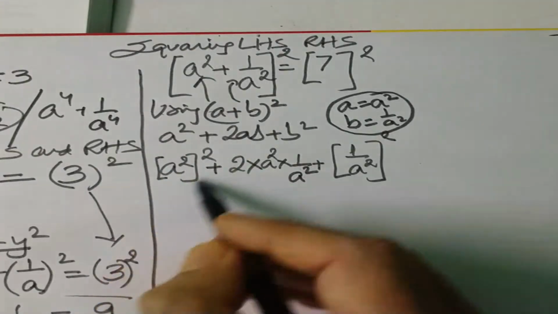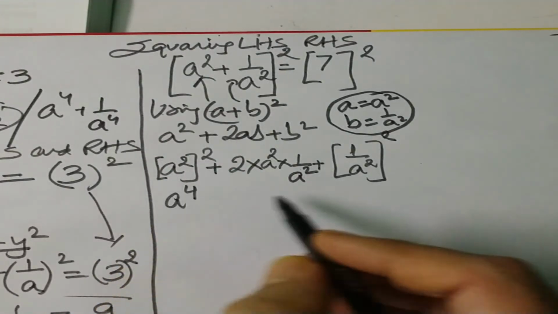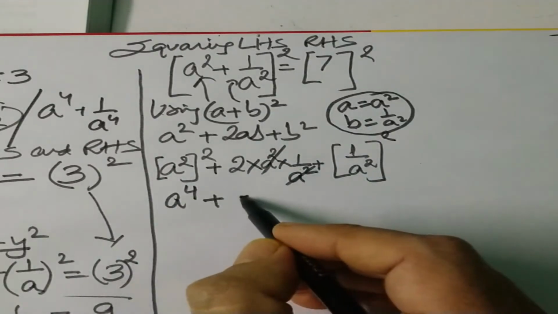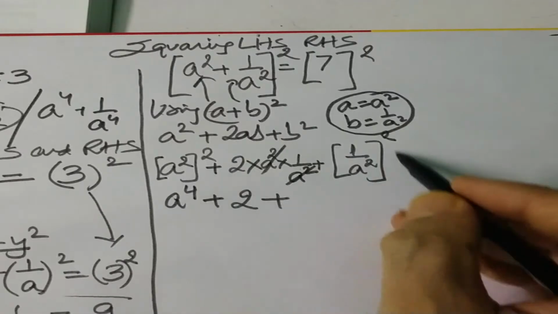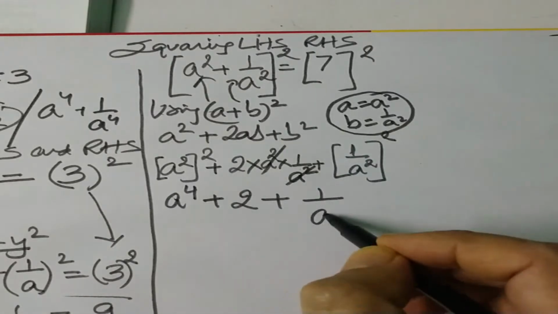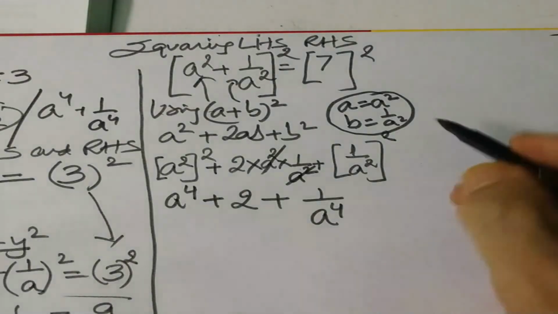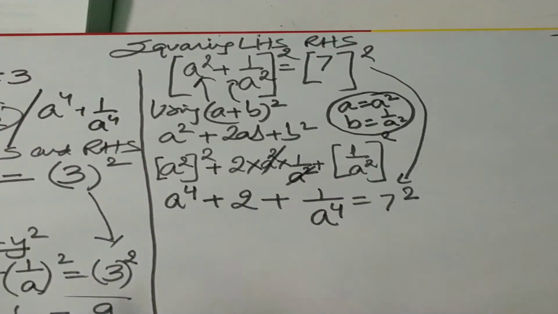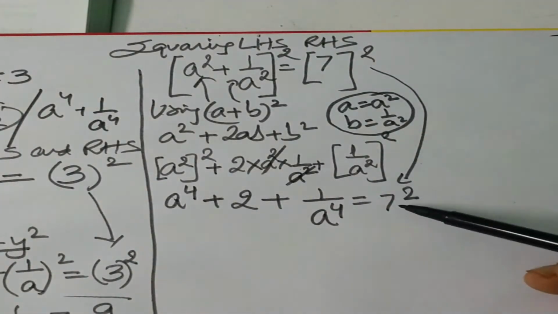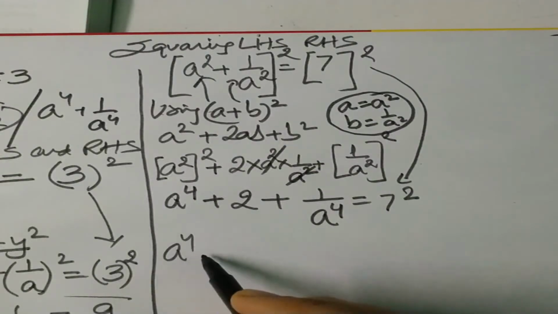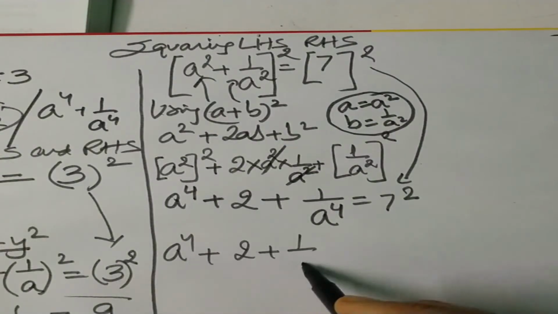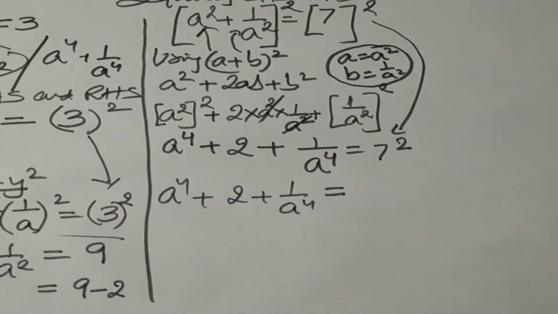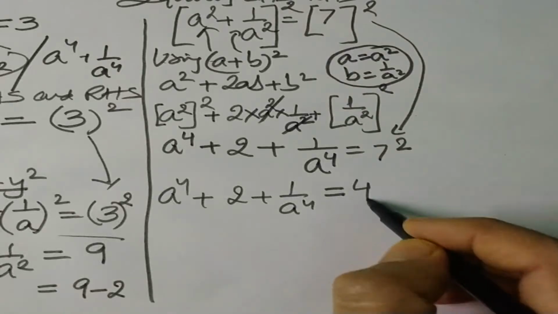When you solve this, it will become a⁴. The 2a² into 1/a² will cancel, and you will be left with 2. Plus, what will be the answer of this? 1/a⁴. And on the right side it will be 7², which is 49. So now my expression becomes a⁴ + 2 + 1/a⁴ is equal to 49.